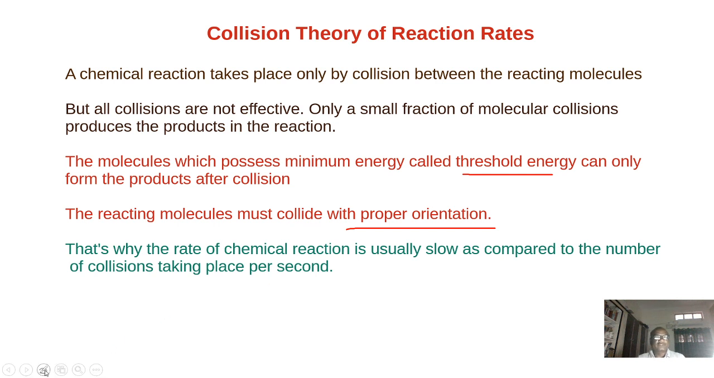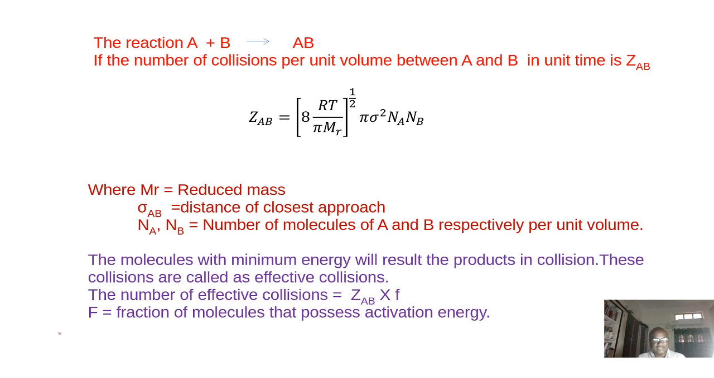Next, you see this case. Let's consider a gaseous reaction, A plus B gives AB. A and B are the gaseous reactant molecules. The number of collisions taking place between A and B per unit volume in unit time is represented by ZAB. We are saying it is ZAB. What is ZAB? It is the number of collisions taking place between the reactant molecules A and B per unit volume per unit time.